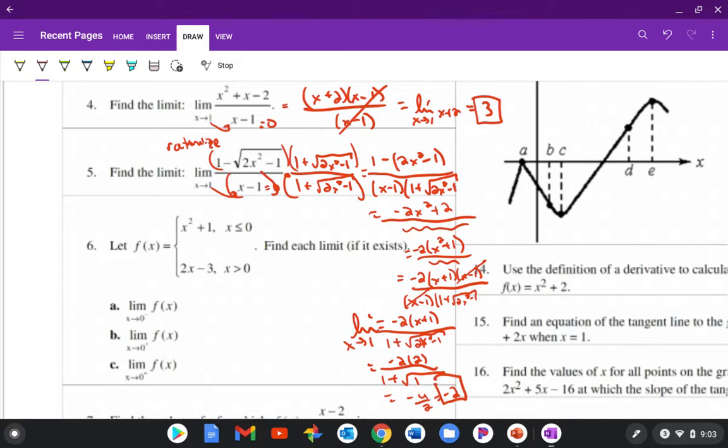Now there's a lot involved in that one, but it is doable. Just go through the math steps there. So negative 2 is our answer to number 5.